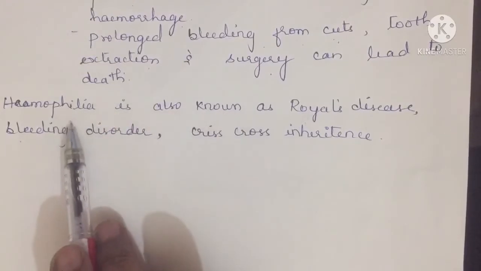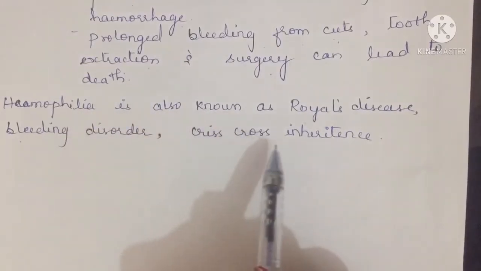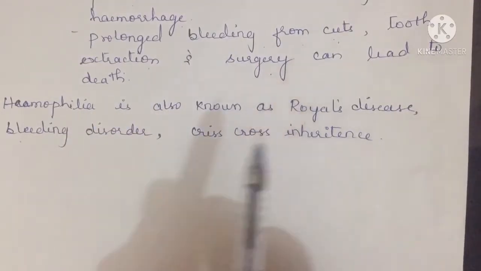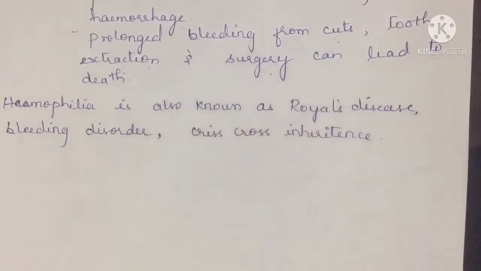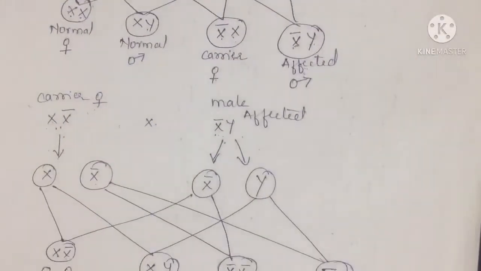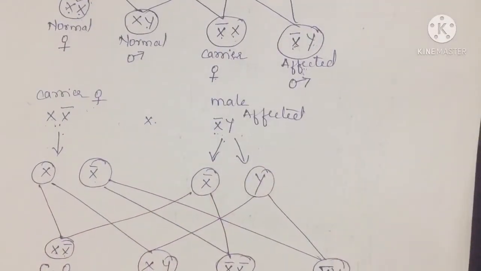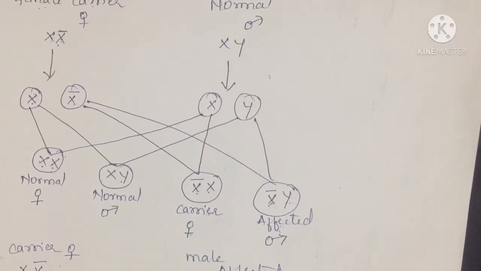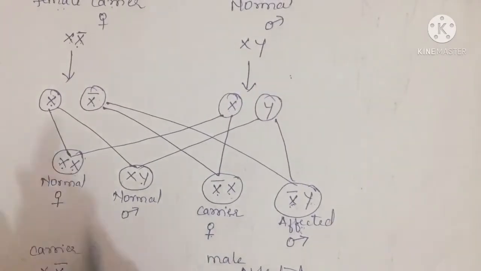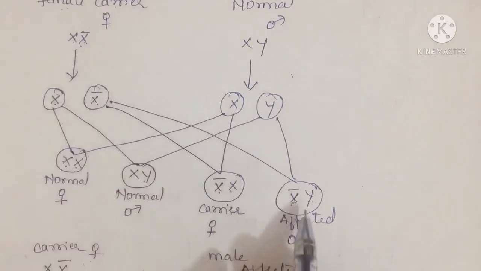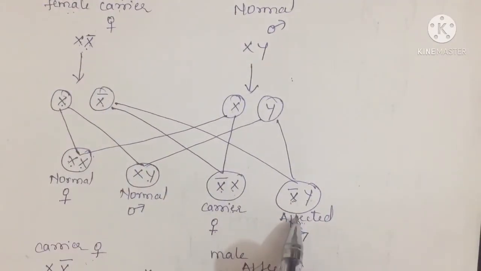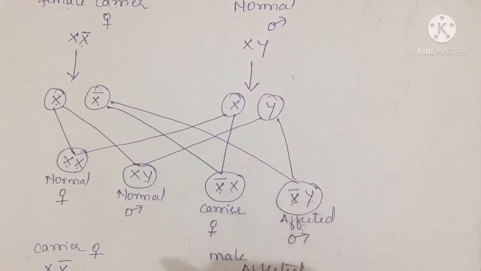Hemophilia is also known as crisscross inheritance. Crisscross means in a zigzag way. Inheritance, as you know, is transmission from parents to offspring. How is it crisscross? From the female, this will be transmitted to the male, and from the male, this will be transmitted to the female.